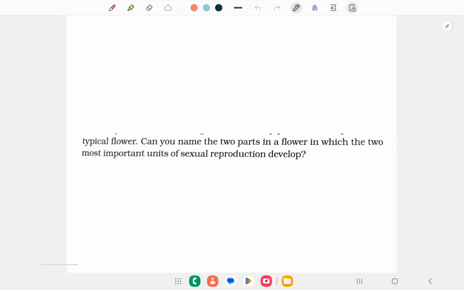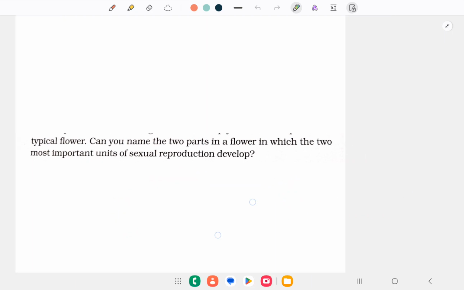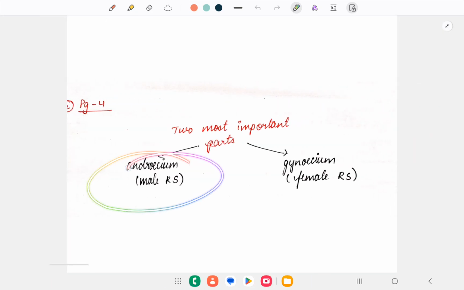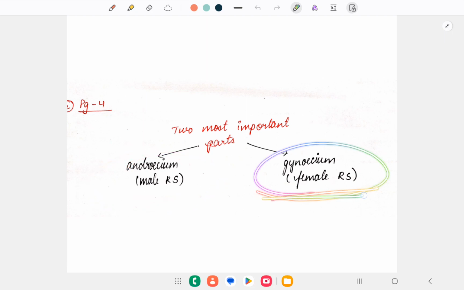Moving on to the next question, same in page number 4. We have to name the two parts in a flower in which the two most important units of sexual reproduction will develop. So the two important parts could be androecium and gynoecium. We all know that androecium is the male reproductive part and gynoecium is the female reproductive part in plants.